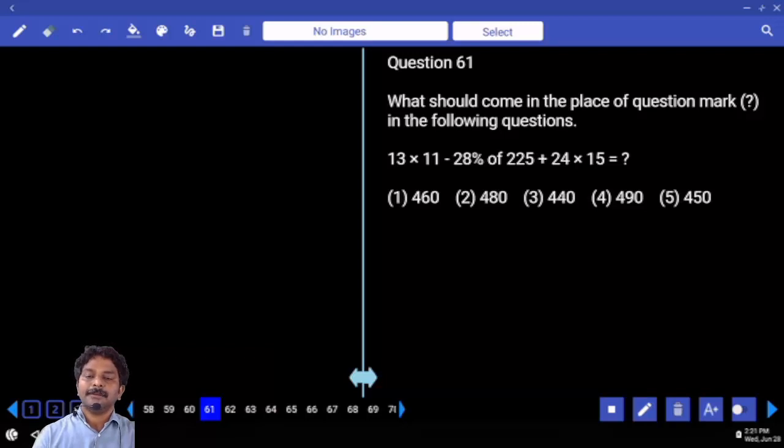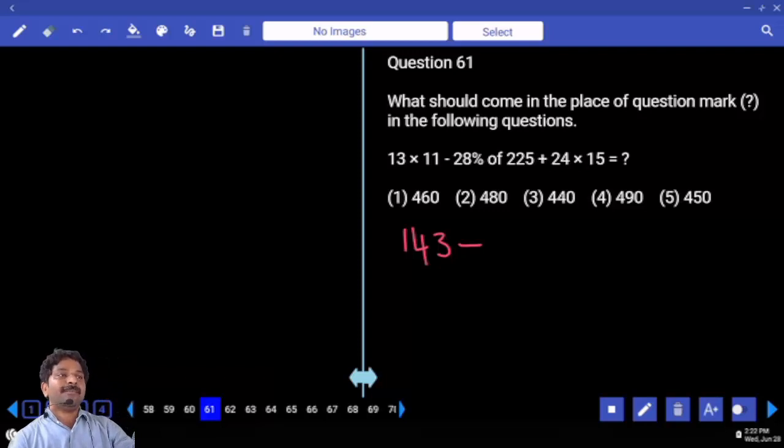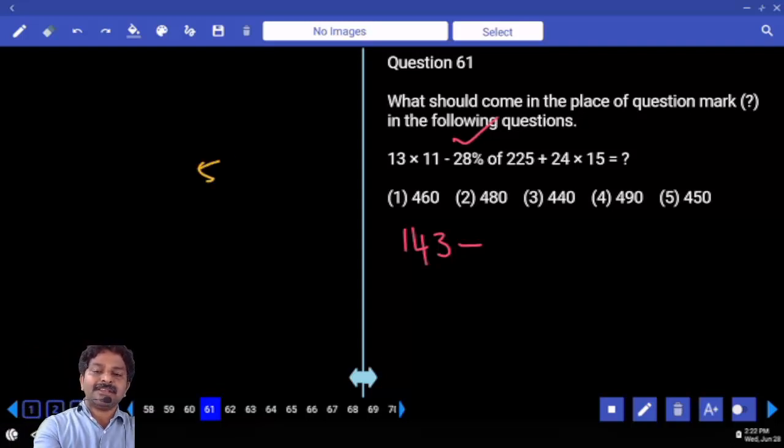Right? Come on. 143 minus 28% of 225. Can I take 225% of 28? 225% in the sense 200% plus 25%. What is 200% of this number? 56. 25% in the sense 1/4, which is 7. Then what is sum?